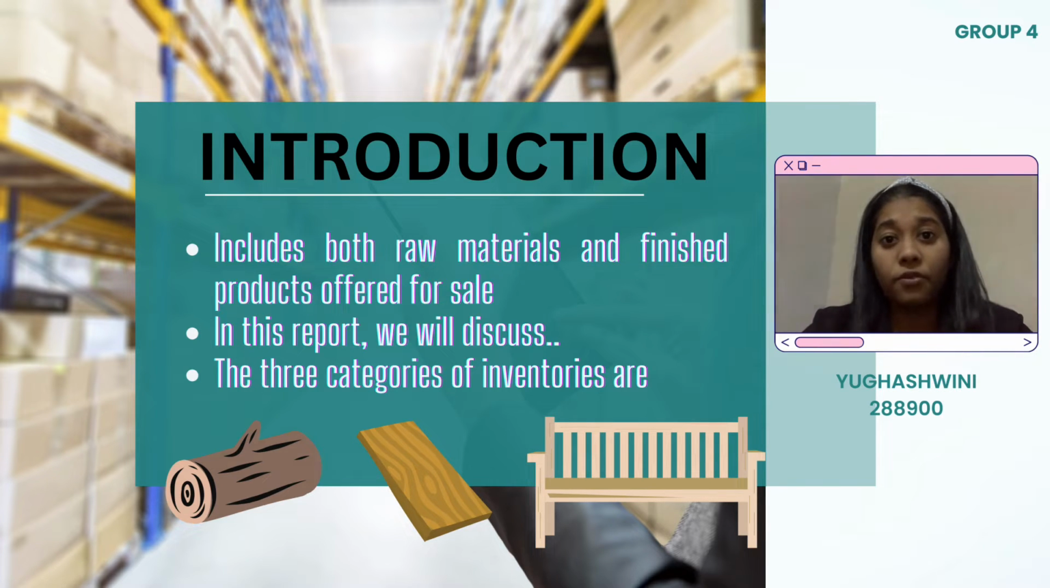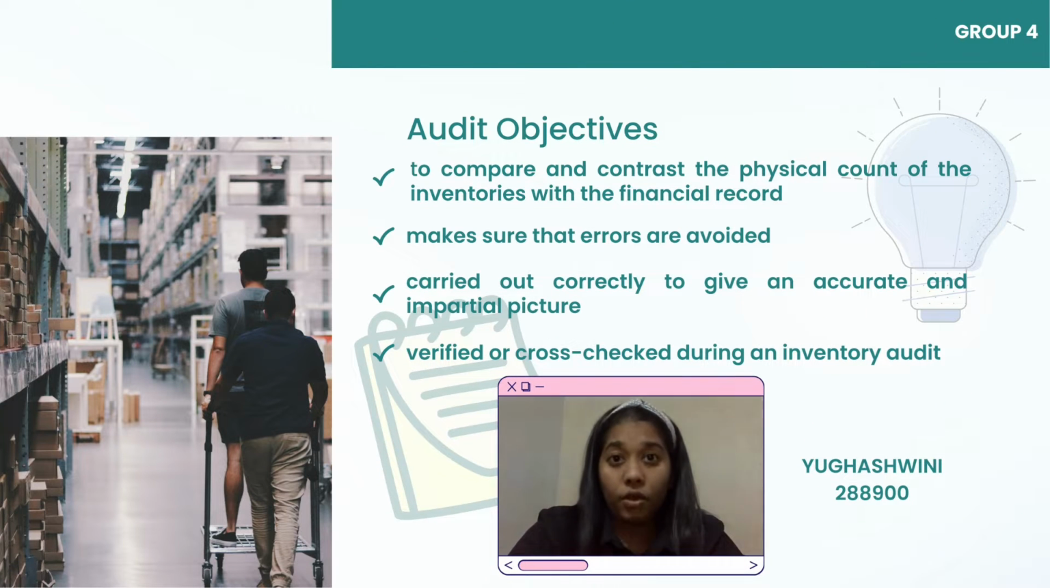There are three types of inventories, which are raw materials, work in progress, and lastly finished goods. The objective of inventory audit is to compare and contrast the physical count of the inventories with the financial record of those inventories. Another one is that inventory audit makes sure that errors are avoided and that the audit is carried out correctly to give an accurate and impartial picture of the organization's inventory position. The quality or conditions of the inventory, which is not included in the financial records, is also verified or cross-checked.